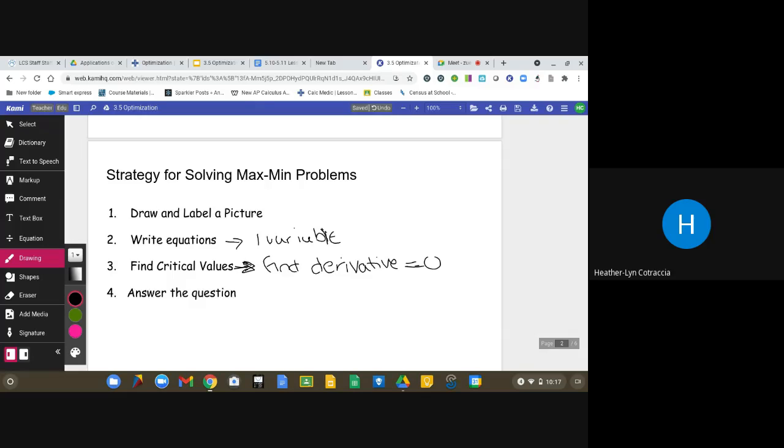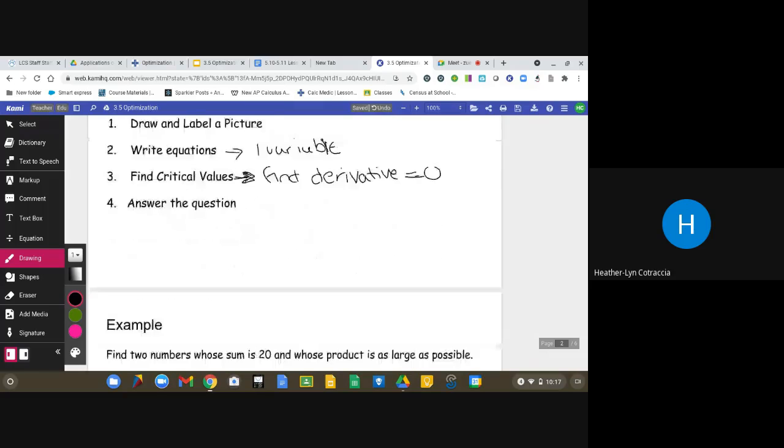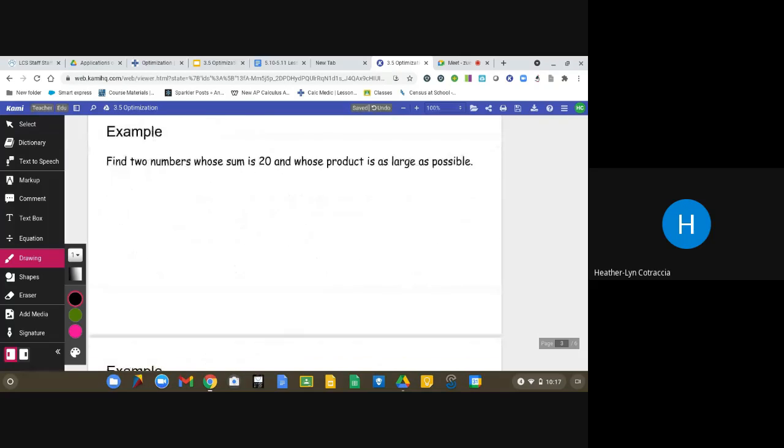So draw and label a picture, write equations, and make sure that you get an equation in terms of one variable, whichever one you're maximizing or minimizing. You're going to find your critical values, which means you find your derivative and you set that equal to 0. And lastly, make sure you answer the question. So I have just a couple examples for you. The first one's pretty simple. Find two numbers whose sum is 20 and whose product is as large as possible.